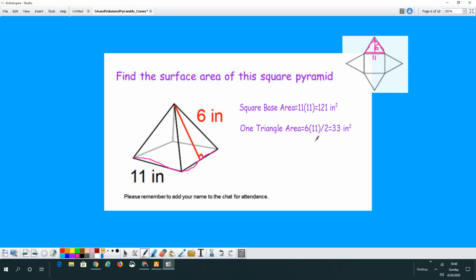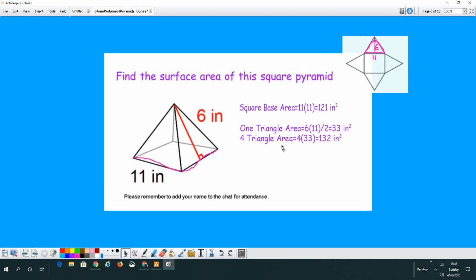So the area of one triangle is 6 times 11, and then we divide that by 2, because it's base times height divided by 2, or 33 square inches. Now we have 4 of them, so we take 33 times 4, and that gives us 132 square inches. Okay, so now we found the area of the base.